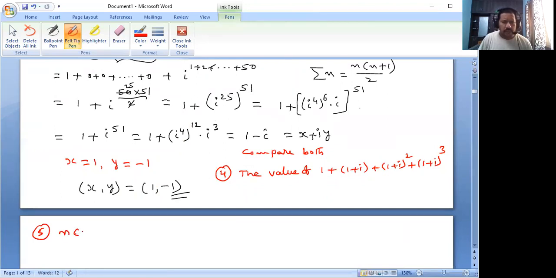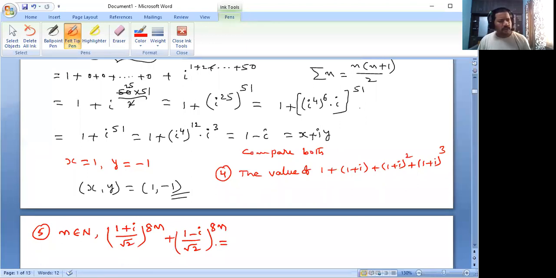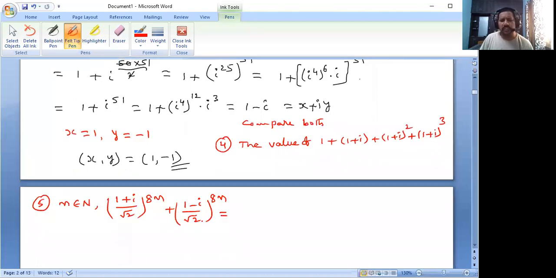N belongs to capital N, (1 plus i by root 2) whole power 8n plus (1 minus i by root 2) whole power 8n. We want to find the sum of these two terms. How to do this? That is important. So before going to this, we have to discuss one formula.